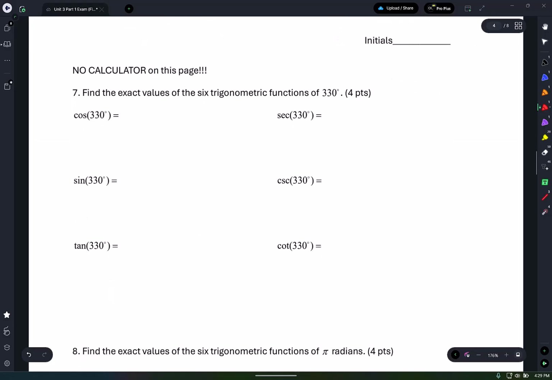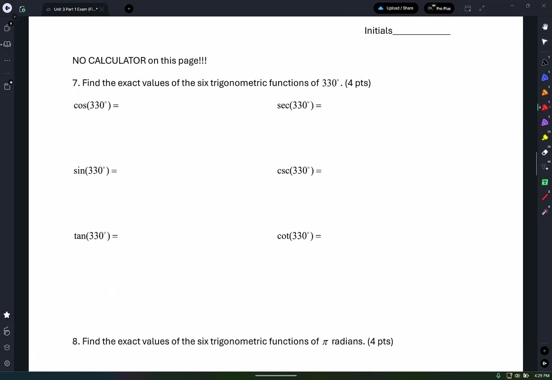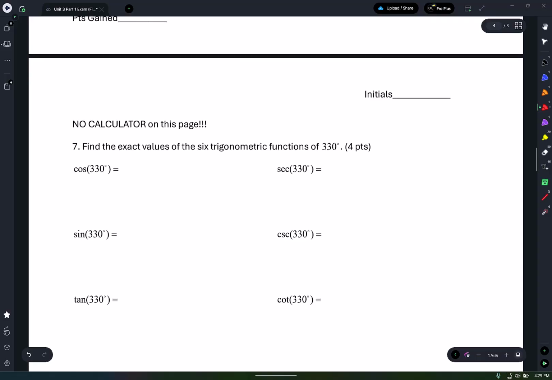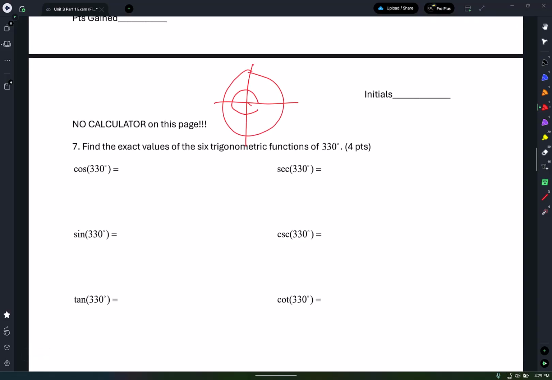All right, here we go. Cosine of 330. You ready for this one? So 330 degrees looks like this. It's this one right there. That coordinate is square root of 3 over 2, comma negative half. So cosine, square root of 3 over 2. Sine, negative 1/2.